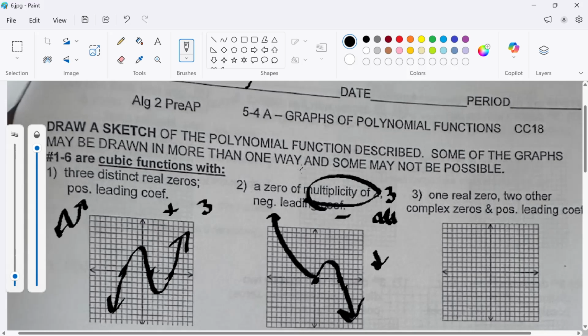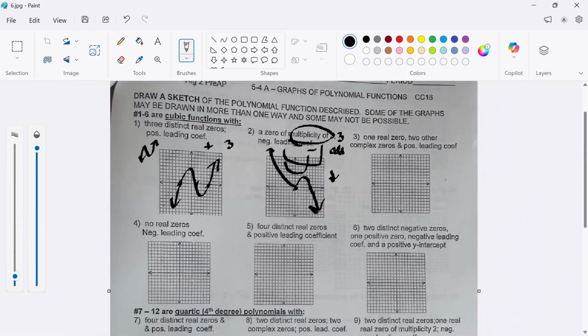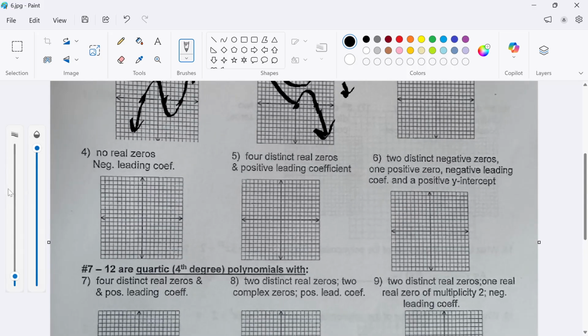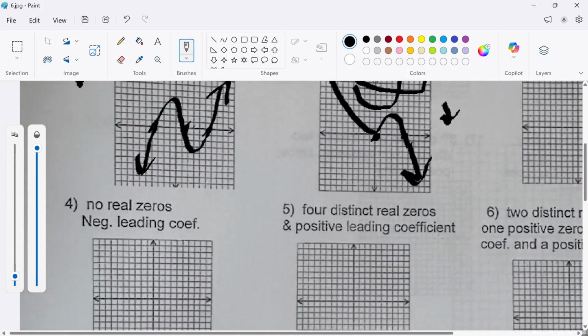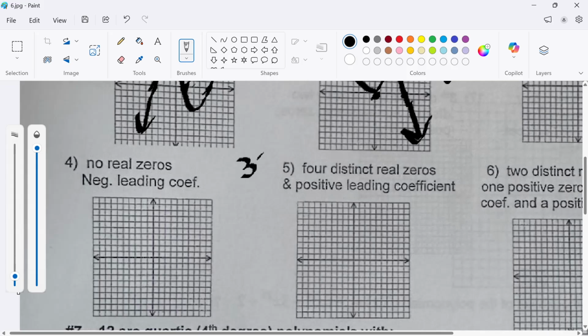I know it bounces because of that multiplicity of 2. At 0, it bounces. If it was 4, it would get flat. It would look more like that. And if it was 6, it'd go like that, more. Okay, let's see. I'm going to try number 4. No real zeros, negative leading coefficient. So 1 through 6 are all cubic. So it's degree 3, which is odd.